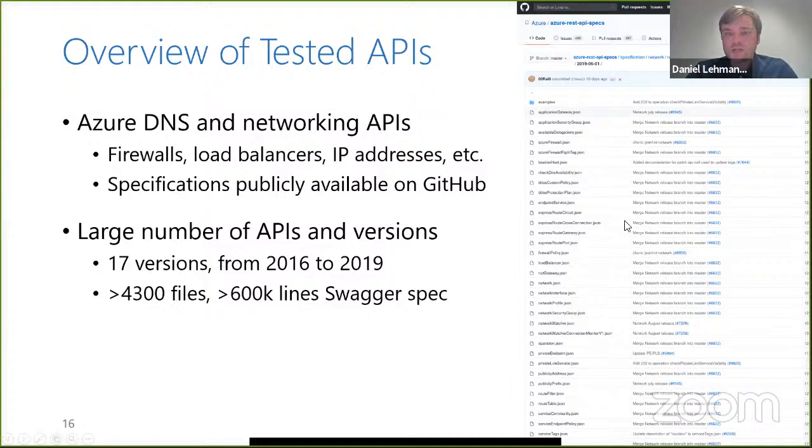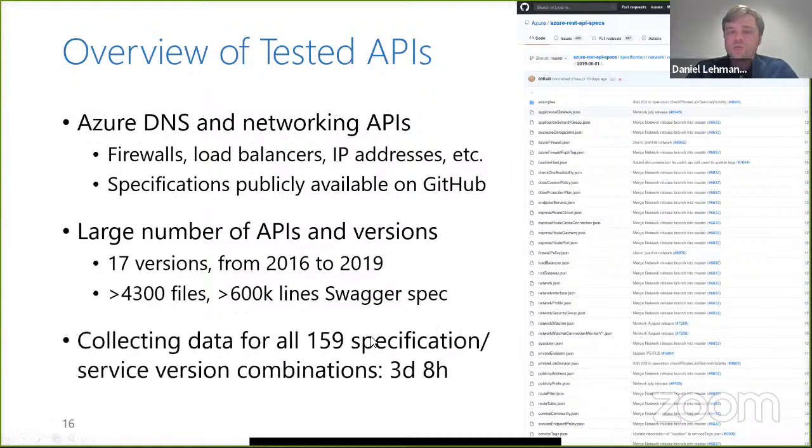And this is quite a large API service. In total, the specifications span more than 4,000 files and more than 600,000 lines of Swagger API specifications. For each of those 17 API versions, we had this O of n squared matrix of test configurations. So we had to run requests in 159 different combinations of specification version against a new or equal service version, and running those test cases took about 3 days.